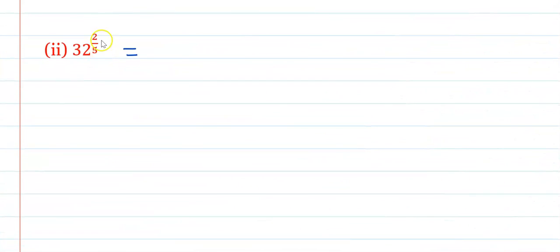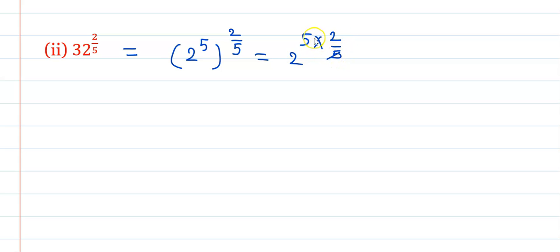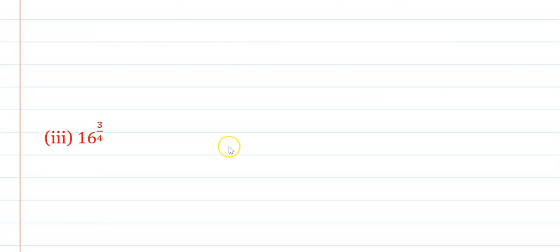Okay. Next example. 32 raised to 2 by 5. Again, this 5 is very important. The 32 is 2 raised to 5. Therefore, we can write here 2 raised to 5 and the whole bracket raised to 2 upon 5, and that equals 2 raised to 5 into 2 by 5. This 5 gets cancelled, and here you will get 2 raised to 2, and that equals 4. 4 is the answer.